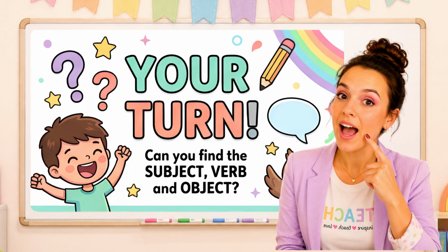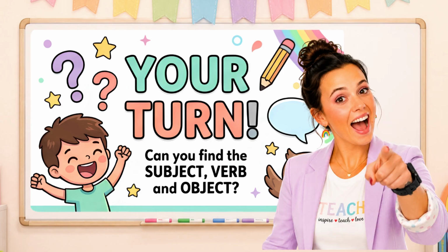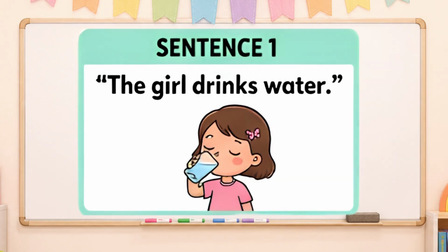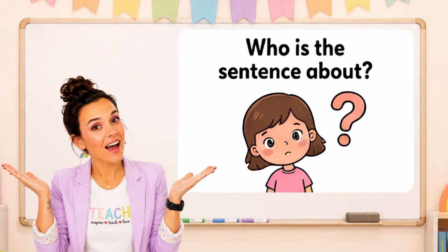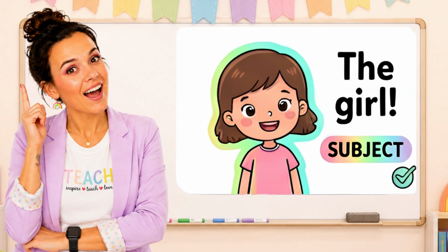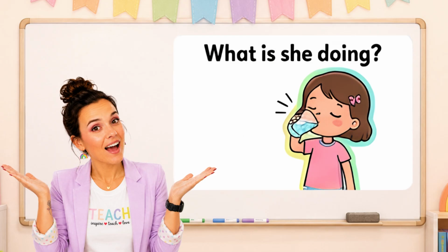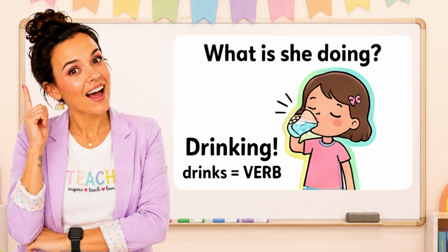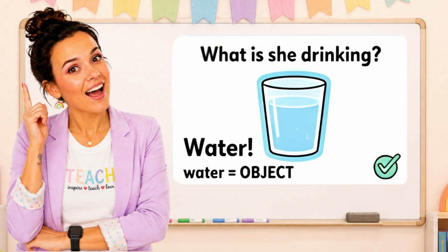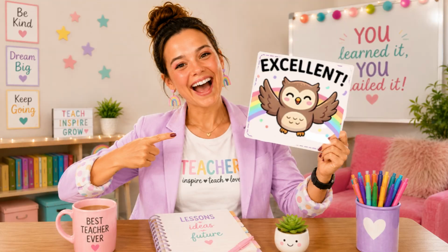I'm going to give you some sentences. I want you to find the subject, verb, and object. Are you ready? The girl drinks water. Who is the sentence about? The girl. That's the subject. What is she doing? Drinking. That's the verb. What is she drinking? Water. That's the object. Excellent.